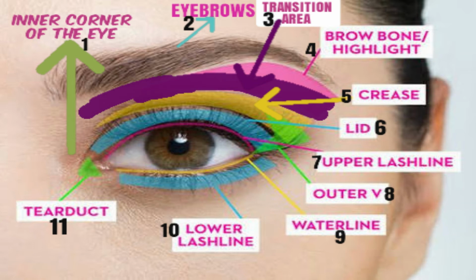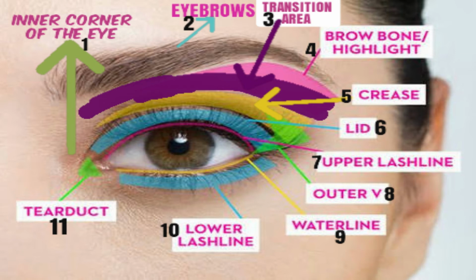Okay, now so we have number 7, the upper lash line. Then number 8, you have the outer V. Now where is the outer V? Where you have that green color, you can see that is called the outer V. The outer V, where you have that green V at the edge of your eye, is called the outer V. So whenever I say this color is going on the outer V, it's just that small portion of flesh, that small portion on your eye where you have that green color. That is what is called the outer V.